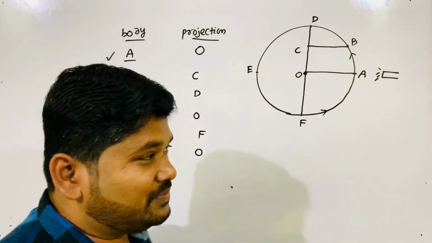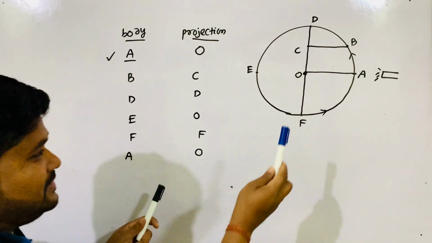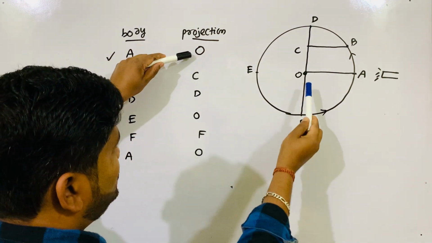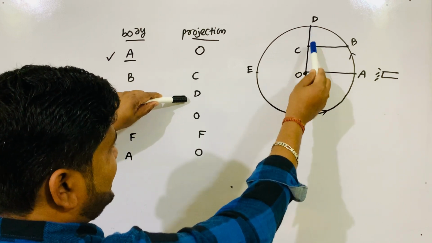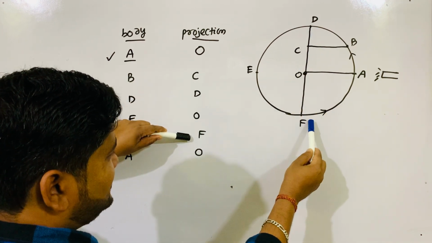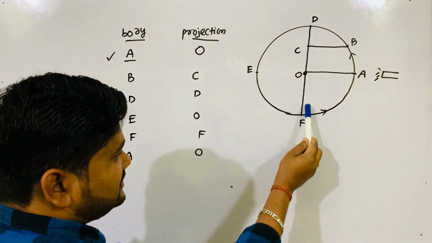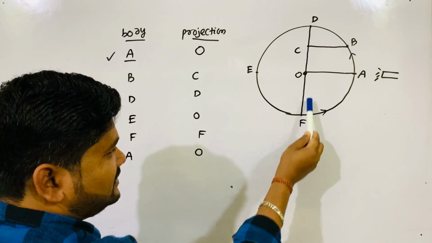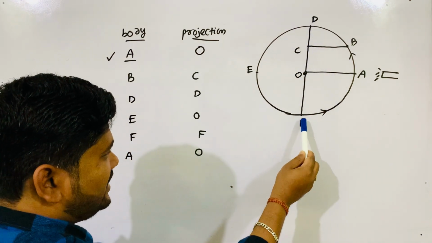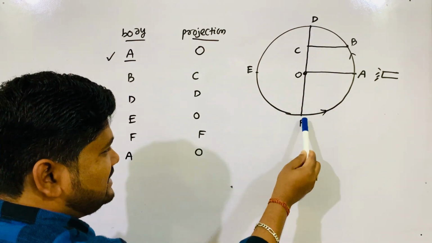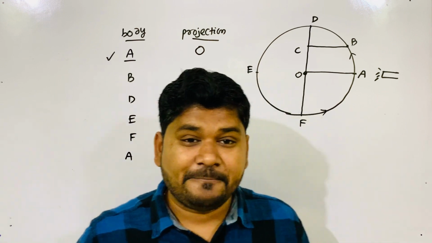How does the projection move? The projection first moves from O to C. You see here, I am showing in this blue marker: O, then C, then D, then again O, then F, then again O. Means it is going like this. Mark it. O, C, D, O, F, O. Like this. Means this is how the projection moves.